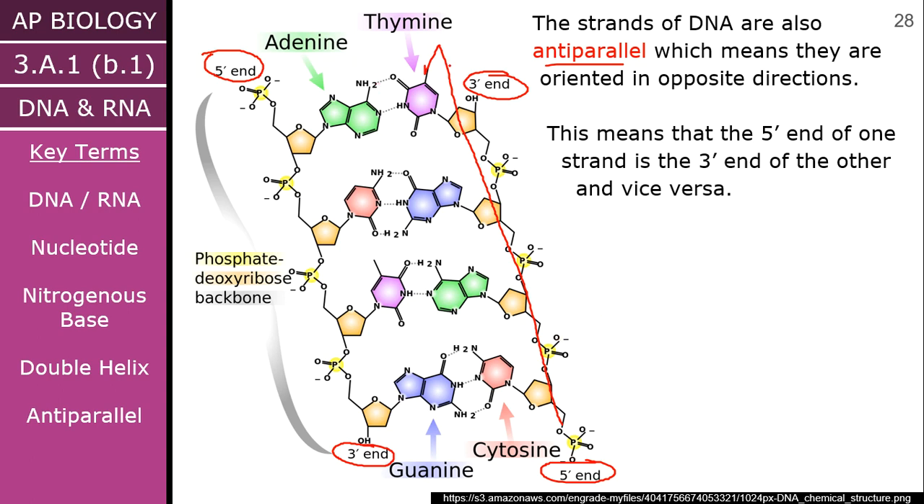Just know that we typically picture the arrow head going from the 5' end to the 3' end. That is actually really important. The 5' and 3' directionality is really, really important when we get to DNA replication. And you're going to see why in just a few minutes here.